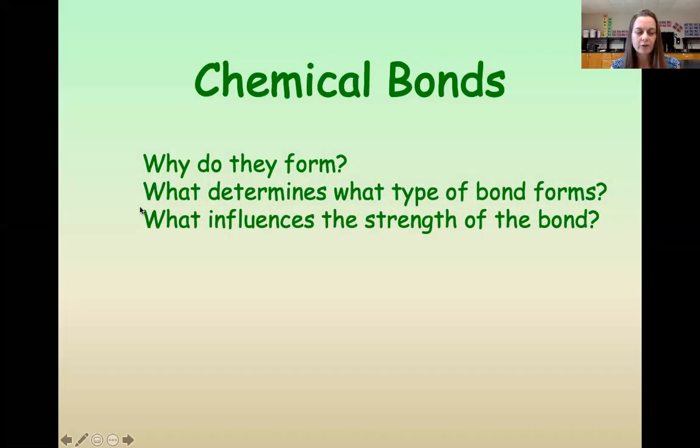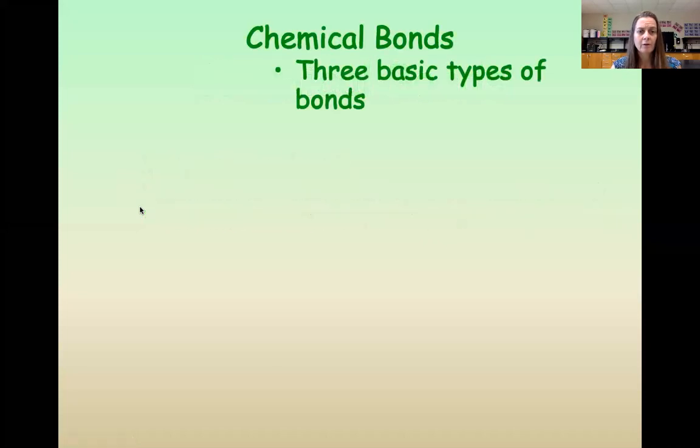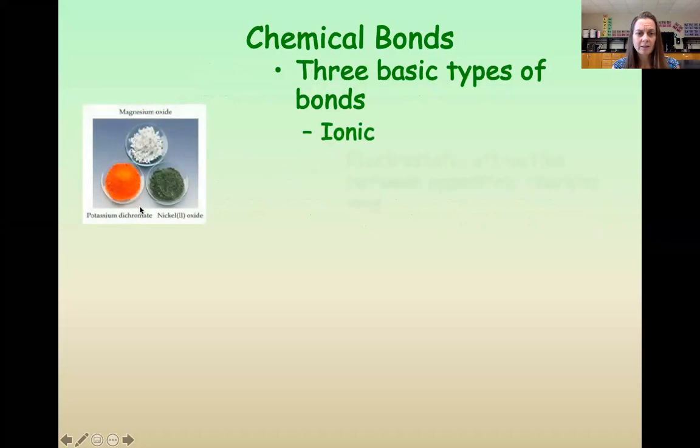Okay, so we're first going to talk about chemical bonds. We're going to talk about why they form, what determines what type of bond forms, and we're also going to talk about bond strength. So let's first talk about our three basic types of bonds.